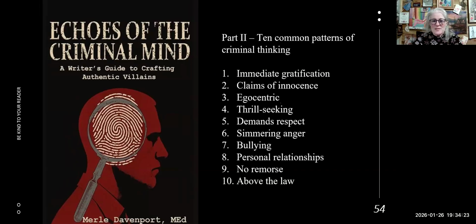So, I'm going to move past that. Here are the 10 common patterns of criminal thinking that you will encounter in this book. So, number one, immediate gratification. Number two, claims of innocence. Three, they're egocentric. Four, thrill seeking. Five, demands respect. Six, simmering anger. Seven, bullying. Eight, personal relationships. Nine, no remorse. 10, above the law. Merle goes into an explanation of each one of these, gives you examples of each one of these, and then tells you how to build them into your characters with a checklist format.